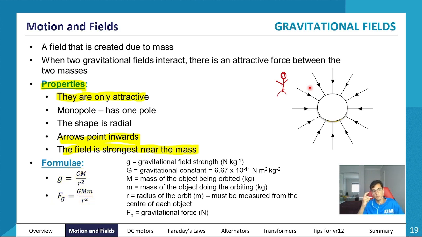g is equal to GM over r squared, and Fg is equal to G times big M multiplied by little m divided by r squared. So I'll quickly go through what these formulas are. Big G, the one with the capital G, is the gravitational constant, given by 6.67 times 10 to the negative 11. This constant is in your data booklet, so you don't have to write it down on your cheat sheet.